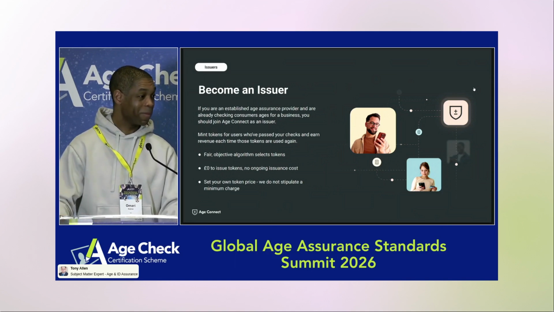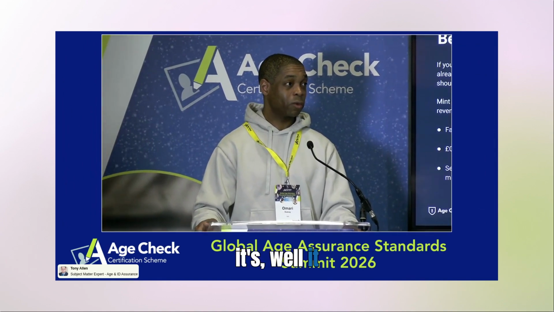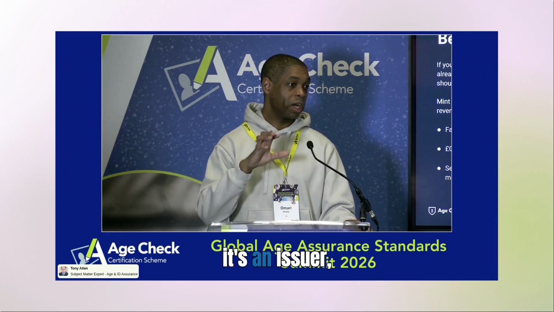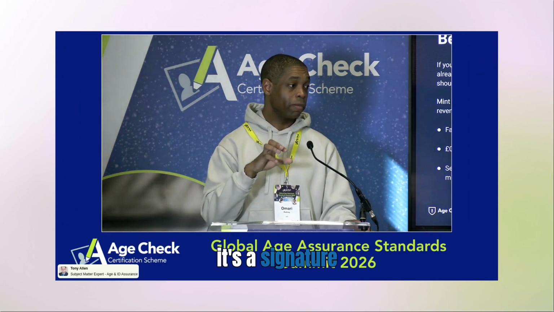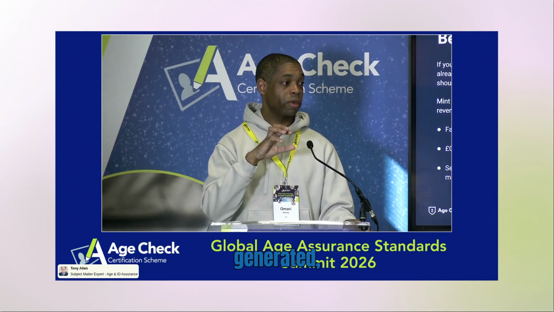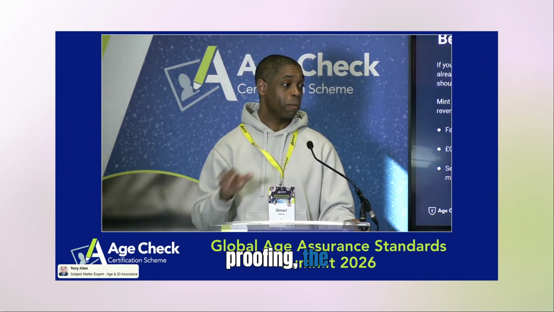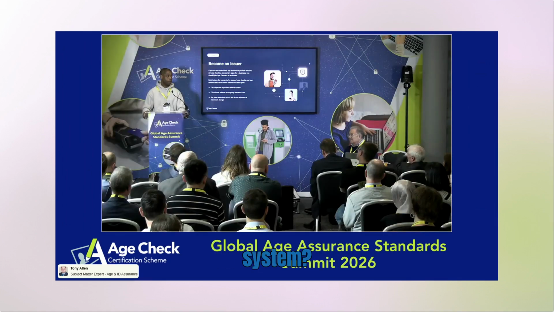What does a token technically look like? So technically, it follows the W3C credential standard. So it's an issuer, a signature, a timestamp of when it was generated, and basically what is it for? So age proofing, the method that was used to generate that token, and the price. That's really it.